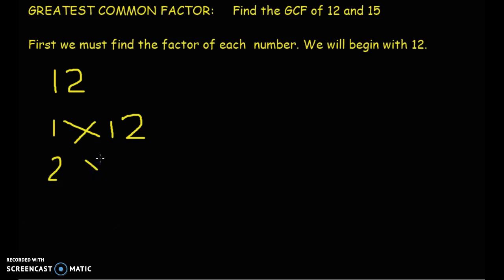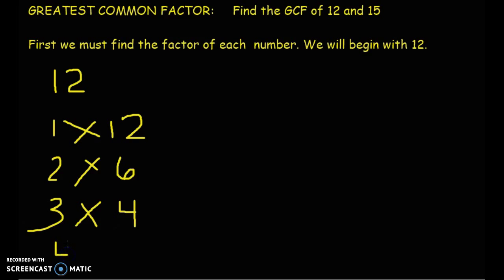And 2 goes into 12 6 times. 2 times 6 is 12. So 2 and 6 are factors. We move on to the number 3. 3 goes into 12 4 times. 3 times 4 equals 12. 3 and 4 are factors of 12.